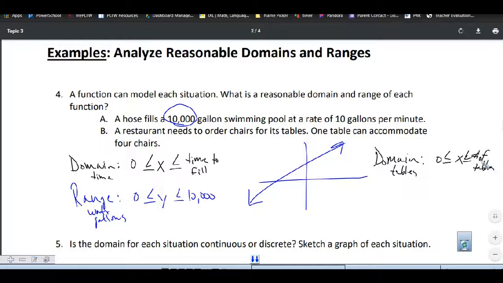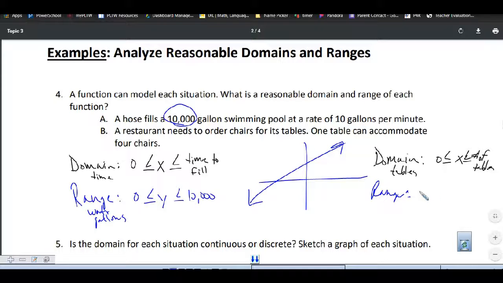It could be small. So I don't know how many tables, but certainly something like infinite amount of tables or 2,000 tables probably doesn't make a lot of sense. That's going to be kind of an upper limit of however many tables the restaurant can accommodate. And then the range. Okay, so this would be the number of chairs.